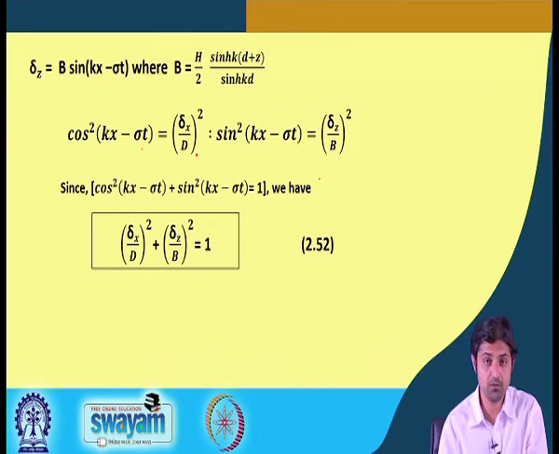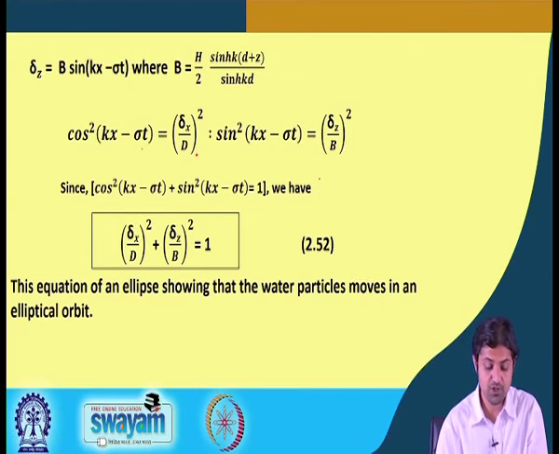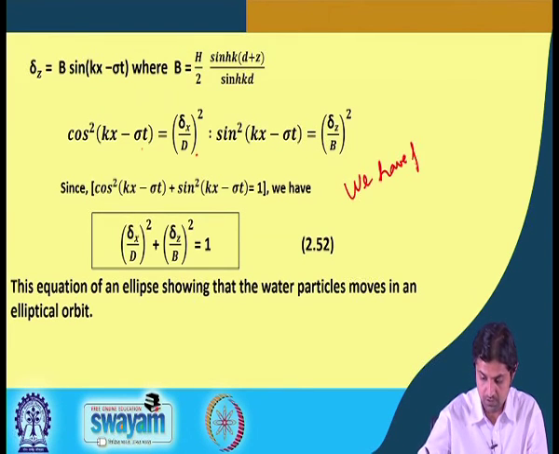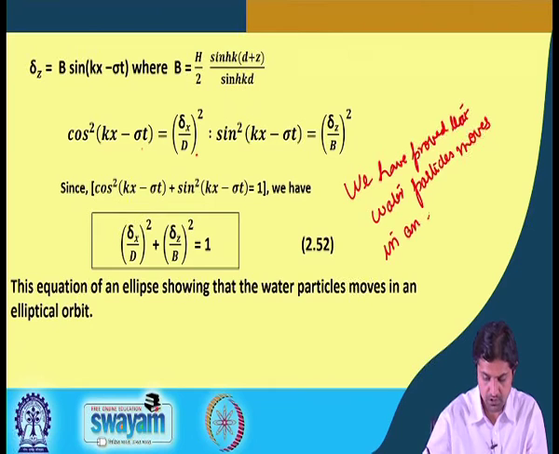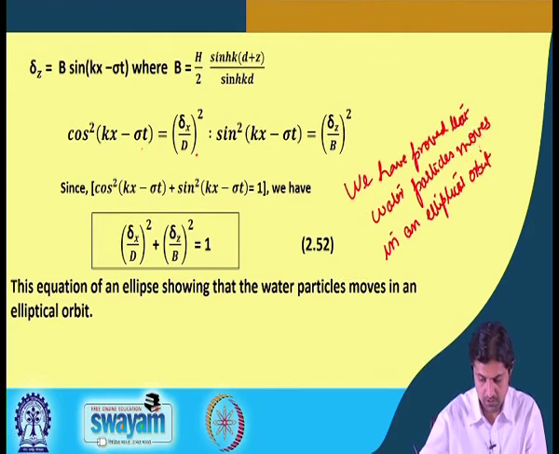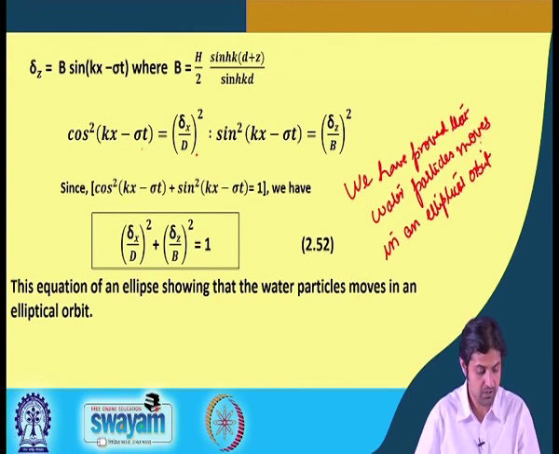This is in general what type of equation if d is not equal to b? Elliptical. So, this is an equation of an ellipse showing that water particle moves in an elliptical orbit. So, we have proved that the water particle moves in an elliptical orbit. All right.